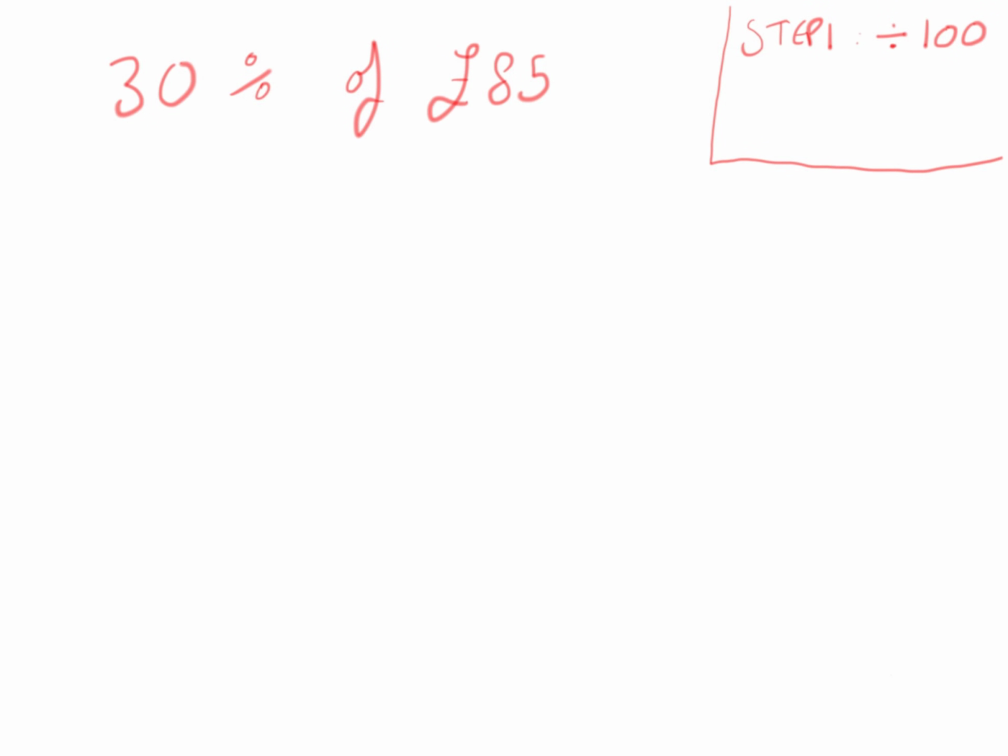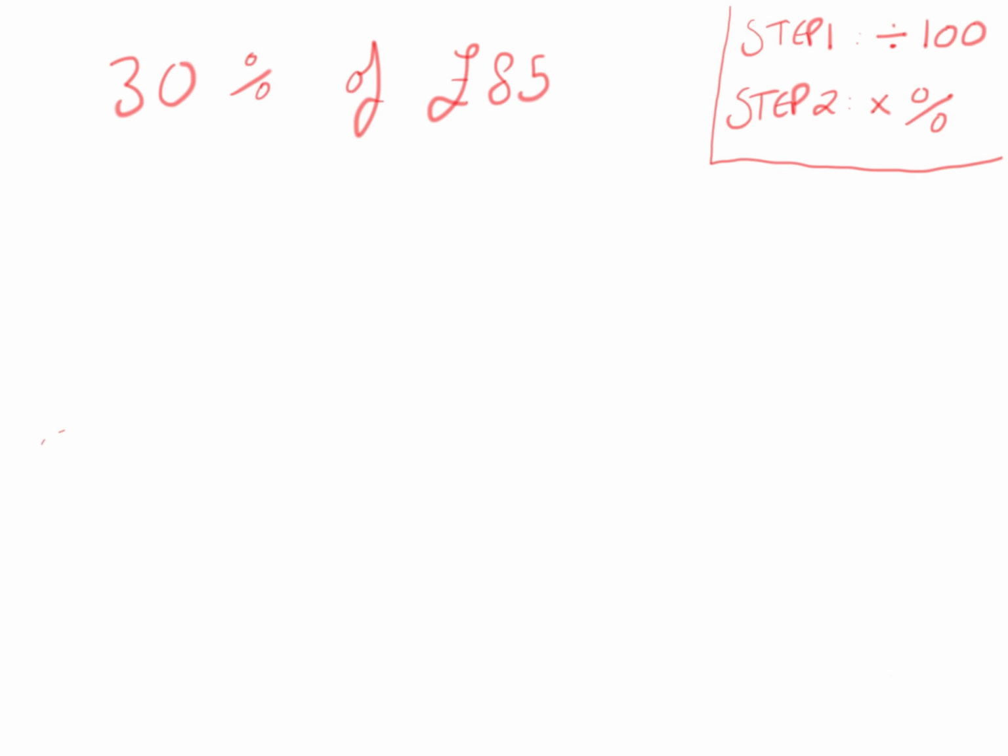And what this does is split our amount, our 85 pounds in this case, into 100 little bits. Each one of these is how much 1% is worth. So we found 1% of our amount. And then step 2 is to times by the percent that you want. So in our example, the percent that we want is 30%, so we'd be timesing by 30.